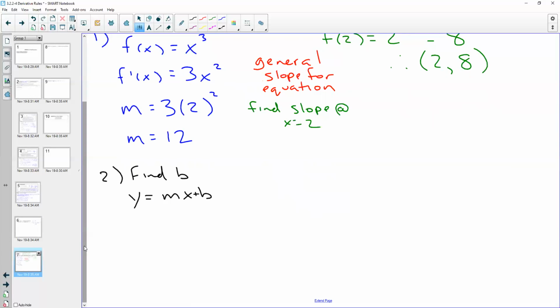So that is our general equation for a line. So y is equal to mx plus b. So we know that y is 8, our slope is 12, our x is 2, and we can solve for b. So 12 times 2 is 24. So subtract 24 from both sides. 8 subtract 24 is equal to negative 16. And that is equal to b.